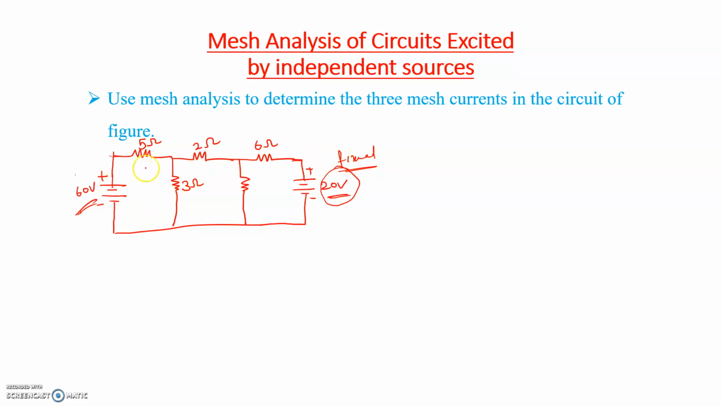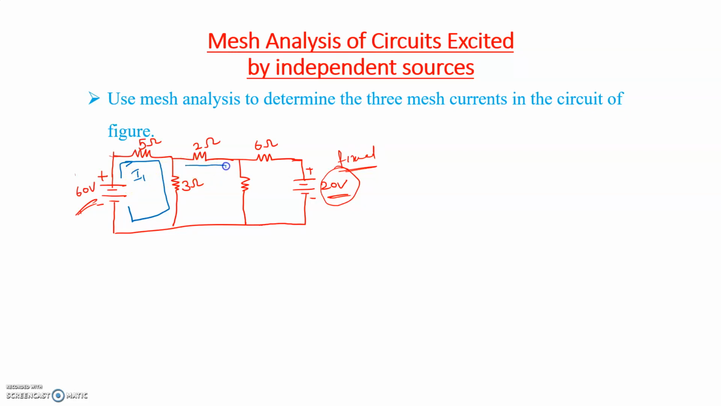So how many meshes or loops are there in the given circuit? There are three loops. So this is loop 1. For this loop, I am assigning a current. The current is in clockwise direction. I am naming it as I1 current.